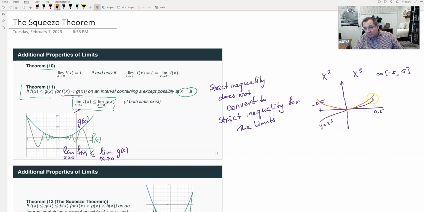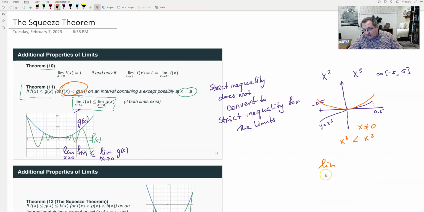Because for small numbers, when you raise it to an exponent, you get a lesser result. So we notice that at 0 they are together, but as long as x is not equal to 0, x squared is strictly greater than x cubed. So the conditions of the theorem are satisfied with a strict inequality.